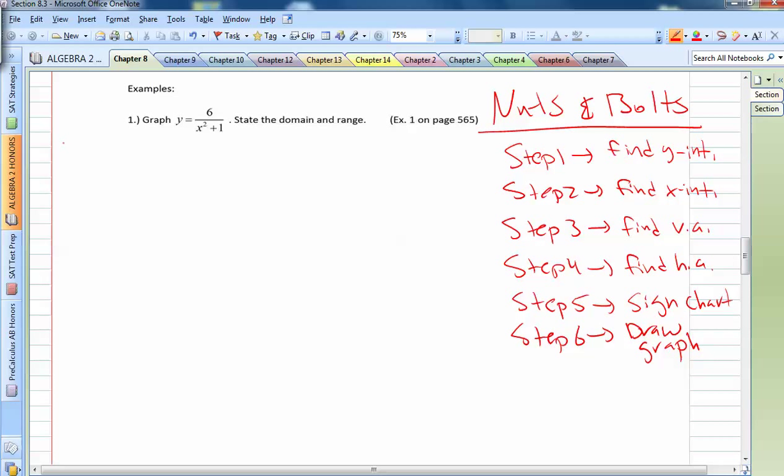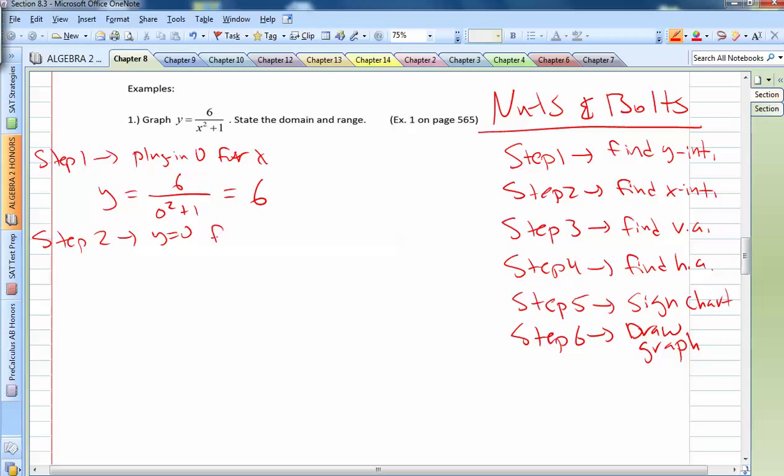So for number 1 here, y equals 6 over x squared plus 1. So for step 1, to find the y-intercept, what you want to do is plug in 0 for x. So if we do that, you get 6 over 0 squared plus 1, so we get 6. That's easy.